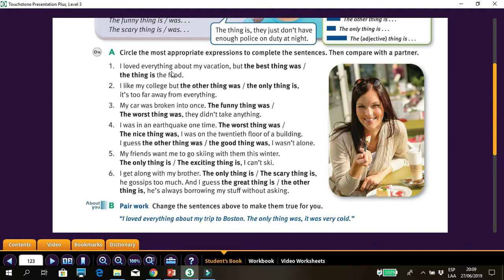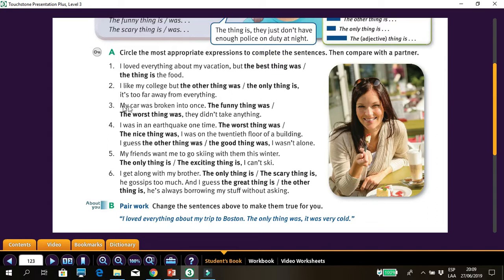Number 1, I love everything about my vacation, but the best thing was, or the thing is the food. Number 2, I like my college, but the other thing was, or the only thing is, it is too far away from everything.